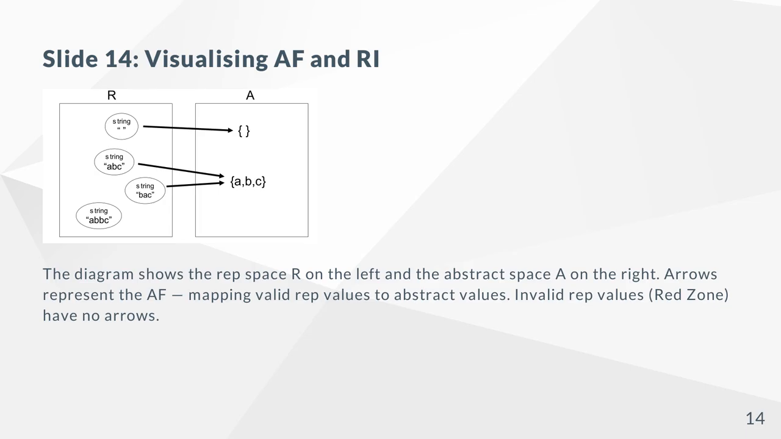This diagram shows the two spaces side by side. On the left is the rep space R, the actual data stored in memory. On the right is the abstract space A, the values the client perceives. Arrows represent the abstraction function, mapping valid rep values to their abstract counterparts. Notice the red zone on the left. Some rep values are invalid. They have no arrow. The AF is only defined for rep values that satisfy the rep invariant. This visual captures the entire correctness story for an ADT.